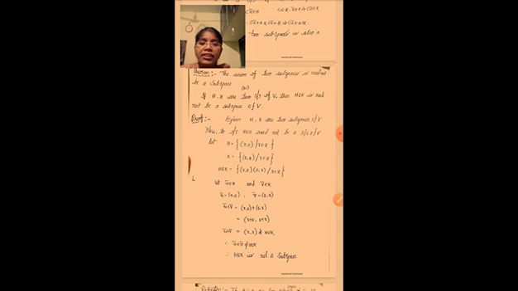Proof: given H, K are two subspaces of V. Now we have to prove that H union K need not be a subspace of V. For this we have to take two sets, H and K. So let H equal (x, 0) such that x belongs to R, and K equal (0, x) such that x belongs to R. We have to show that the union of these two sets is not a subspace of V. So H union K is {(x, 0), (0, x) such that x belongs to R}.